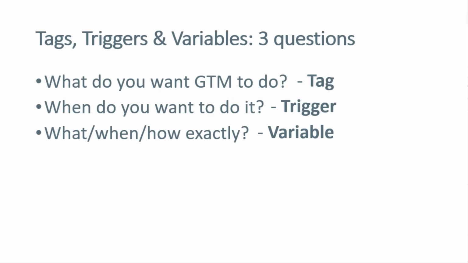For example, if you want to fire your tag on a page view, the question is, do you want to fire on all page views, or do you want to fire on a specific page view? So if, for example, you want to fire only on one specific page, then the page address is the variable, because you want to fire your tag only when the trigger is a page view and the variable is, let's say, page URL contains thank you or order successful or something else.